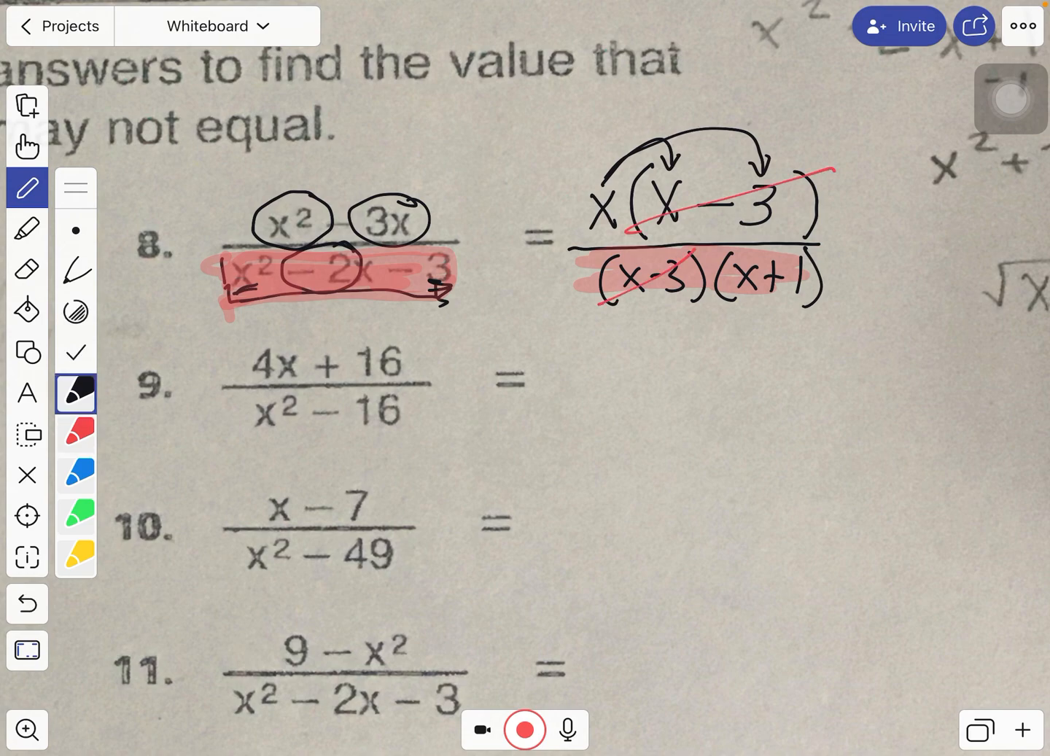So left over on the top, I have an x. And left over on the bottom, I have an x plus 1. And that's your answer.